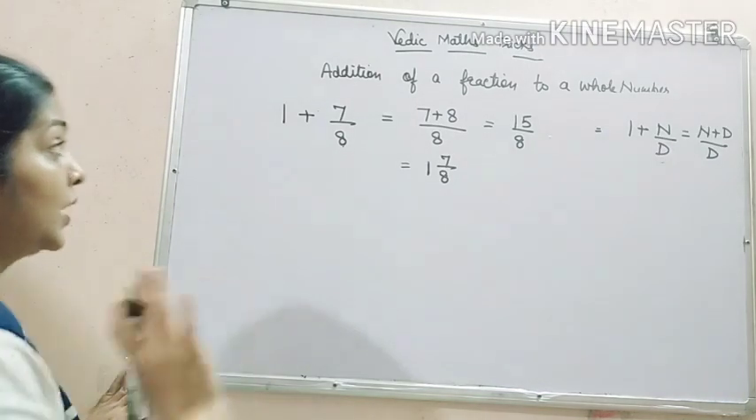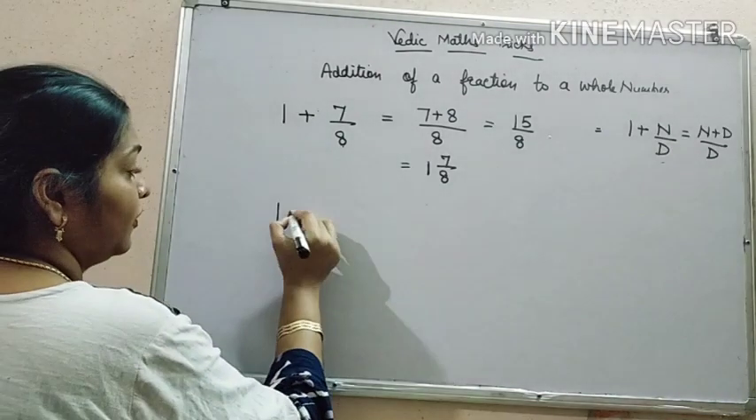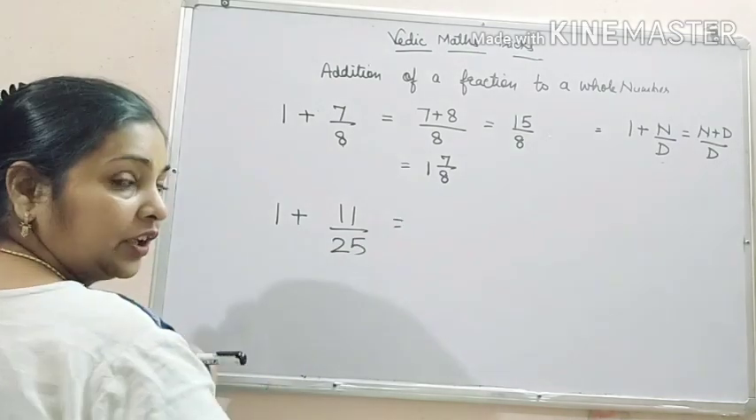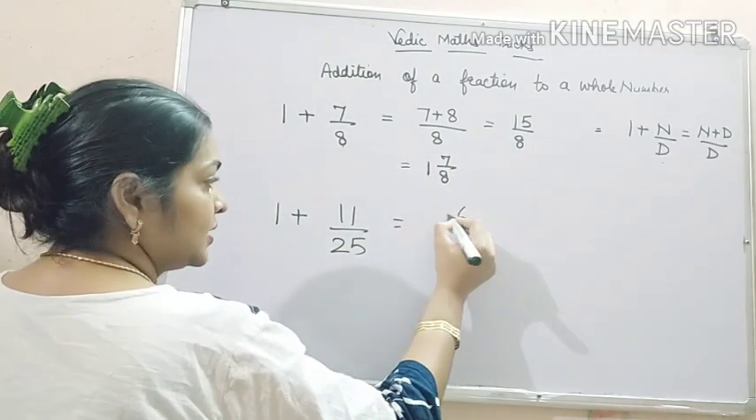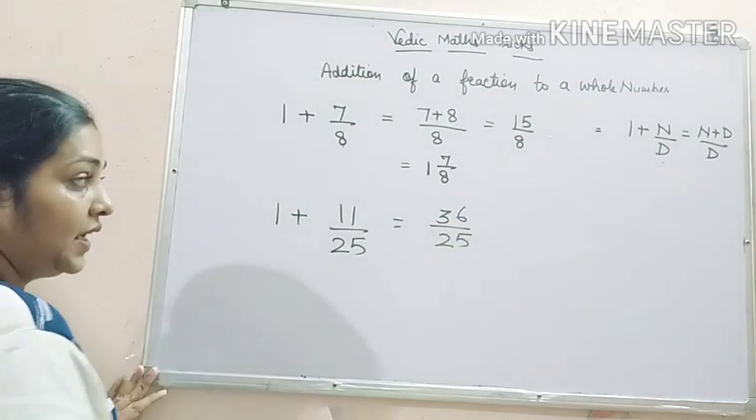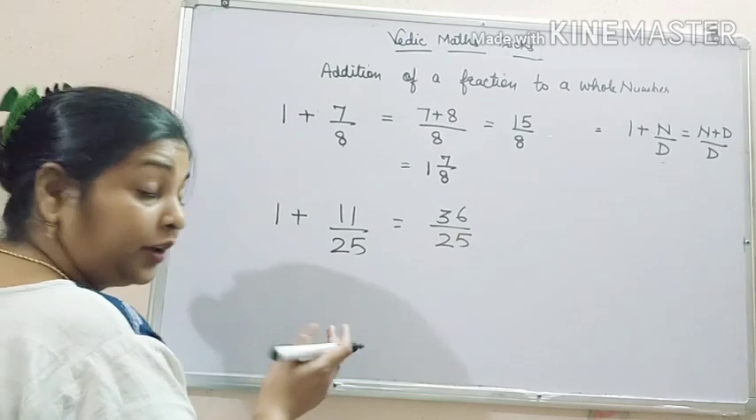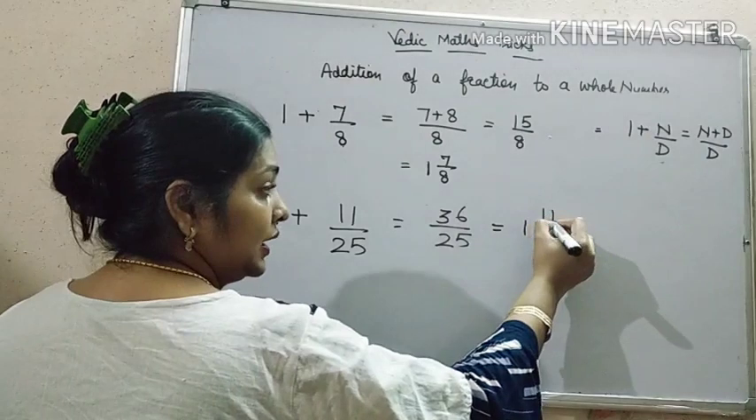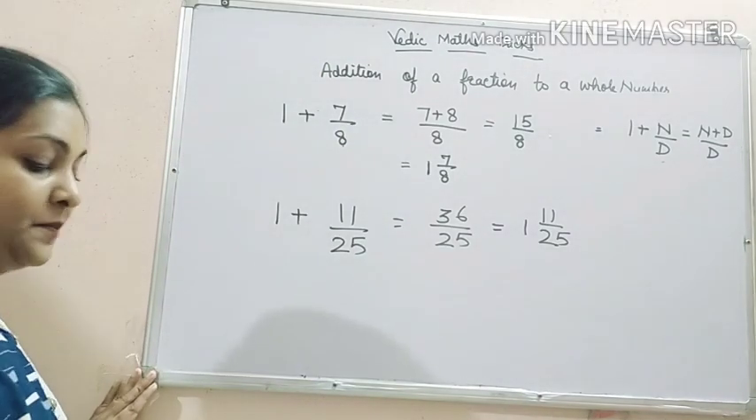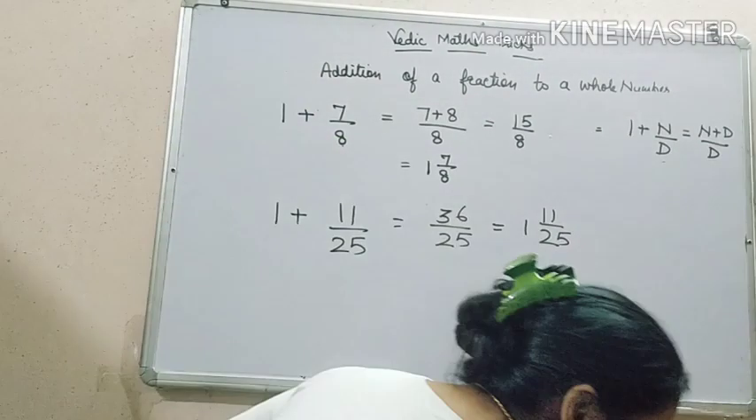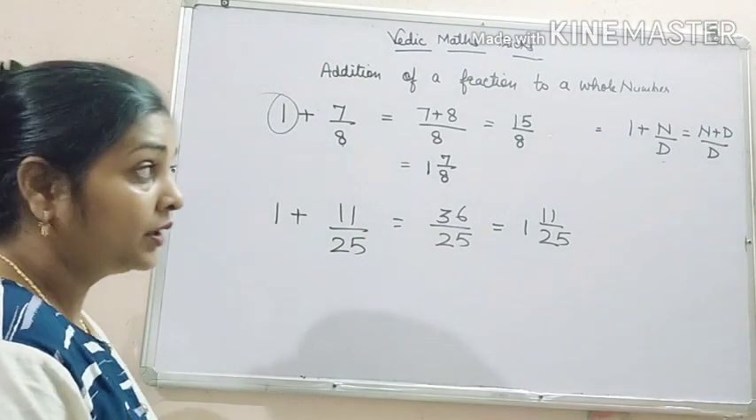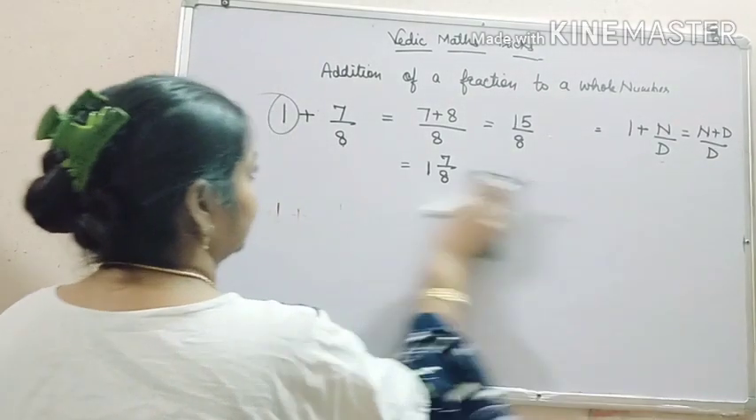Is that clear? Let us take one more example. 1 plus 11 by 25. Just what you will do? Add, this is 36 by 25. And if you have to convert it into mixed fraction, 1 11 by 25. So easy it is. But suppose the whole number is not 1. Then what you will do? Let us learn that also.